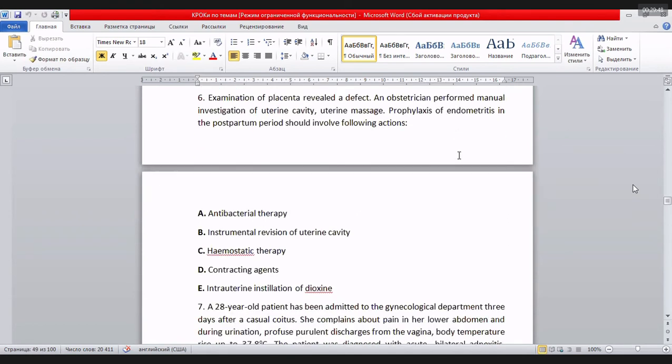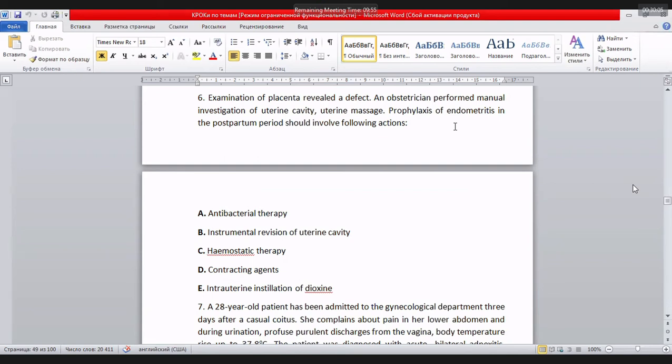Examination of placenta revealed defect. An obstetrician performed manual investigation of the uterine cavity and uterine massage. Guys, we have 9 minutes and then we will finish our classes for today.